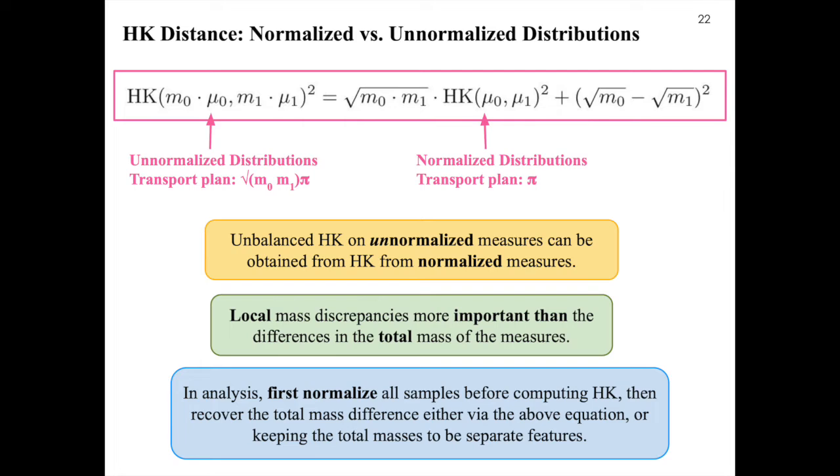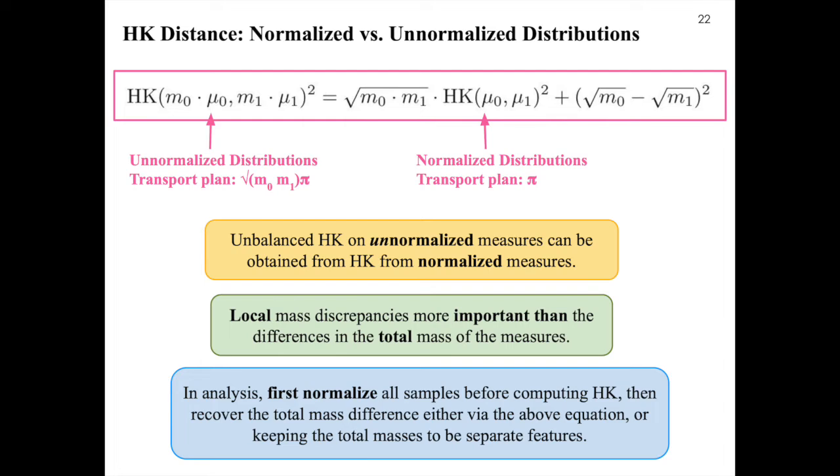So this point is actually pretty important because it shows us that the naive way of incorporating the total mass difference is actually not going to work, because it's not the total mass difference that is important. We really need to use the full machinery of unbalanced optimal transport to account for global and local mass discrepancies. So we have now covered most of the basic concepts of optimal transport metrics.